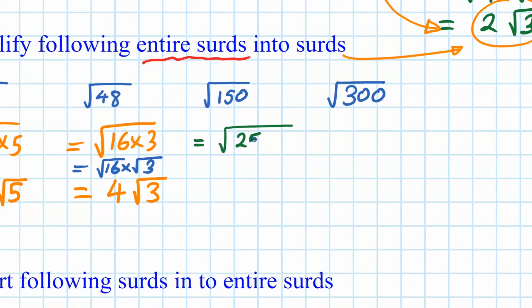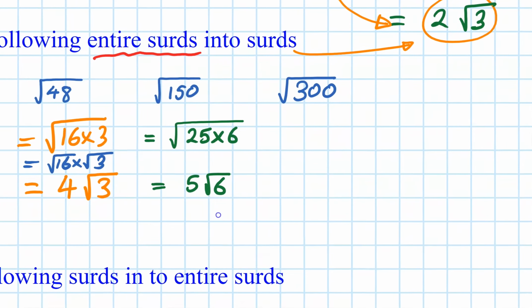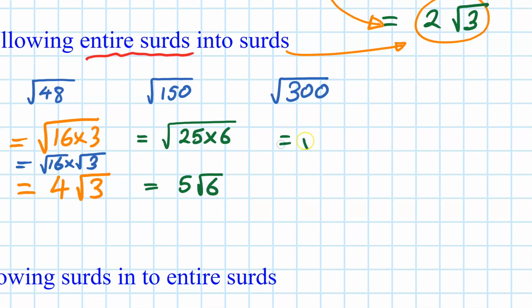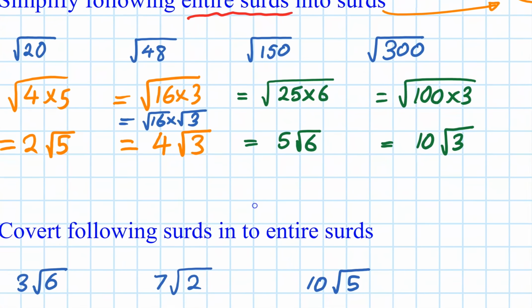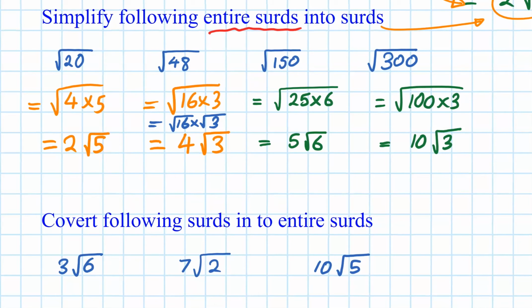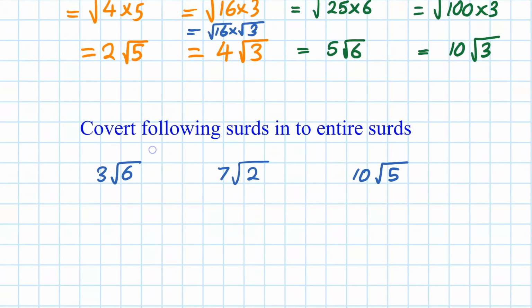150 is 25 times 6. That becomes 5 root 6. 300, very easy. I know the 100. It becomes 10 when you take the square root. 10 root 3. Well, we're going very fast, which is great. Feel free to stop the video and work your way through and cross-check with my answers.